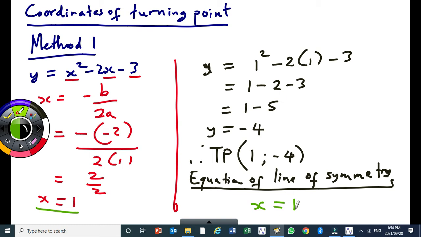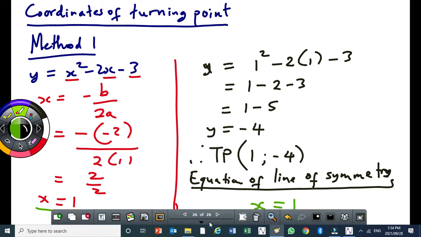Now I can sketch. Everything I have done here is extremely important before you start doing interpretation of the quadratic function. So the next thing is for me to sketch. But I can also show you method 2 to determine the turning point. I showed you method 1. Let me show you method 2 before I sketch.